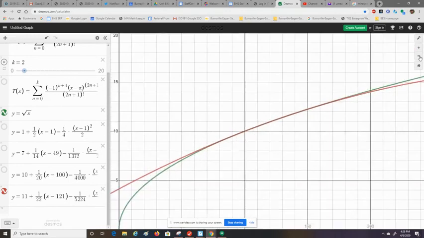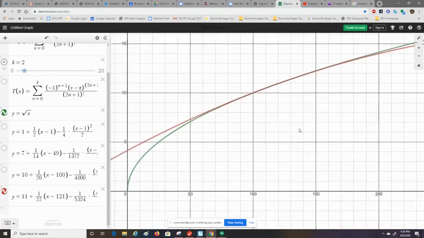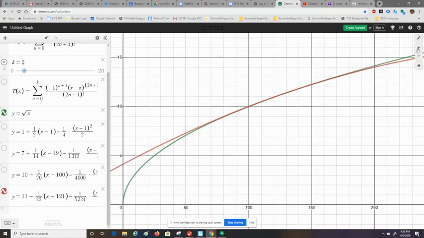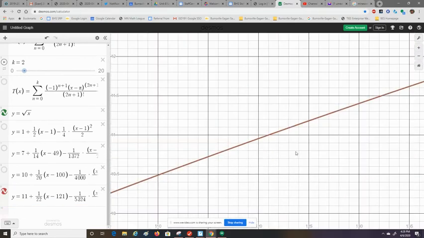I'll show you graphically what this looks like, though it looks pretty similar to what we just saw. This one is centered at 121, and so 120 is very, very close. And like I said, the value that we got, I don't remember exactly what it was, but it was almost exactly the square root of 120.